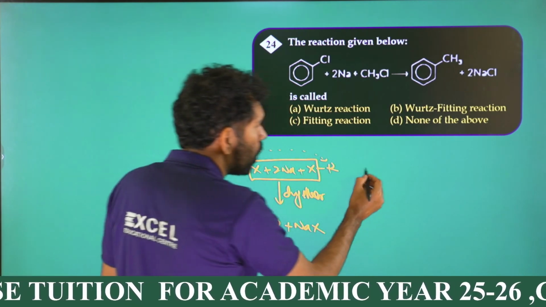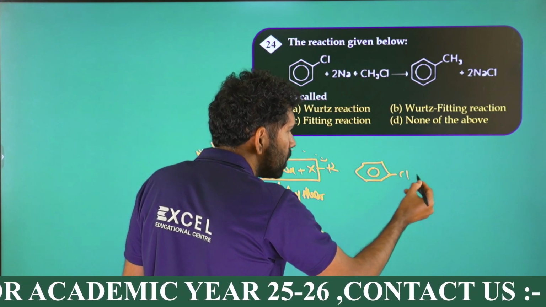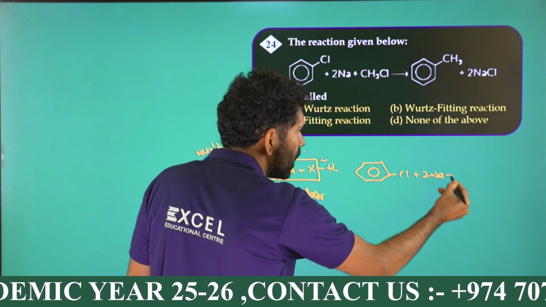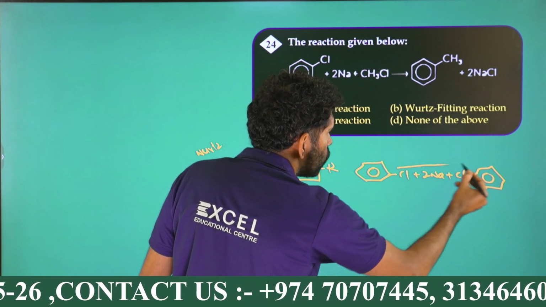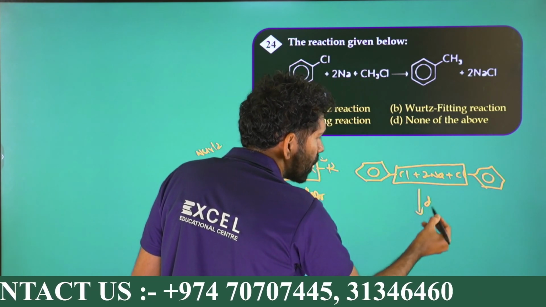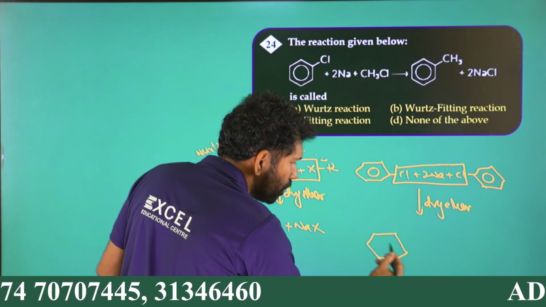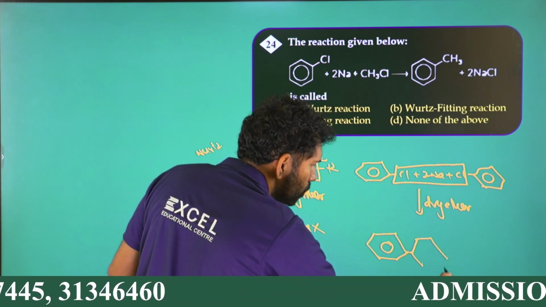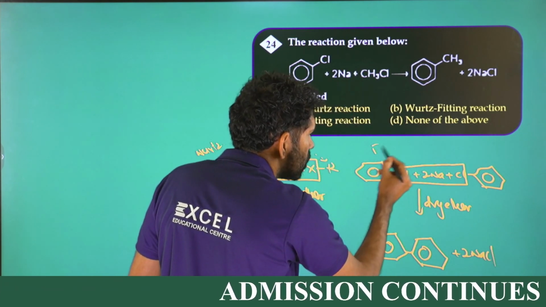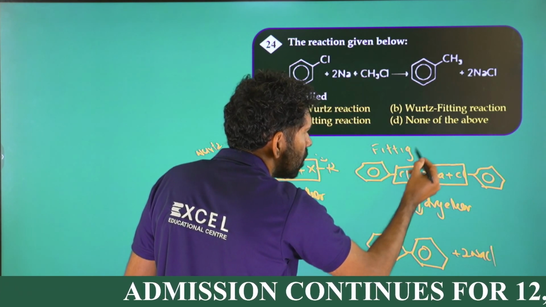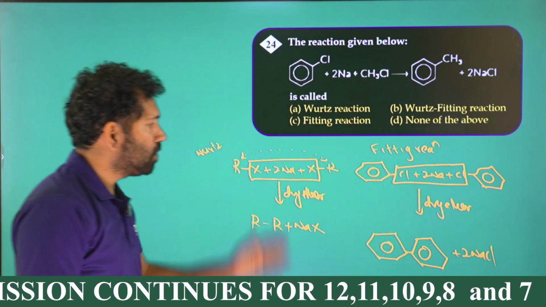Now, suppose you have chlorobenzene or any aryl halide. You are treating it with metallic sodium, with again chlorobenzene. We will do the same reaction here. We will remove NaCl in presence of dry ether. You will get diphenyl. We studied before, this compound is biphenyl or diphenyl. We call it Fittig reaction. Remember, this is Wurtz reaction and this is Fittig reaction.